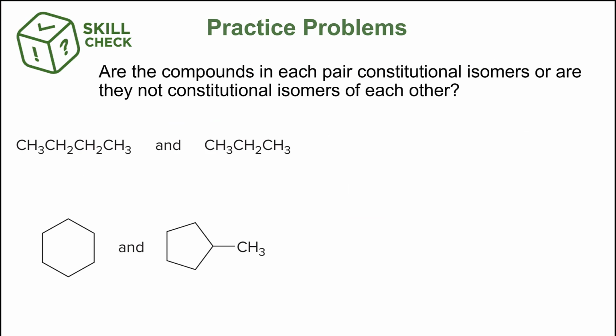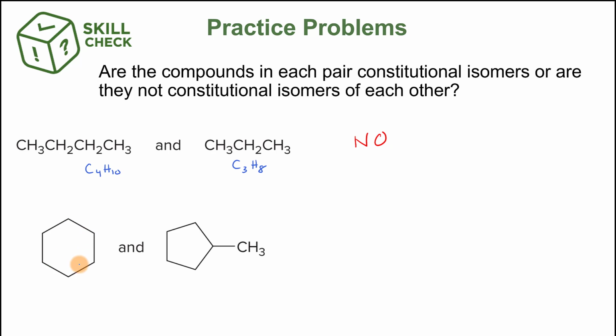All right, so here we're asked to figure out if each pair is a constitutional isomer or are they not constitutional isomers of each other. The easiest thing to do is to determine the molecular formula. So we have C4H10. This is C3H8. So this is no.